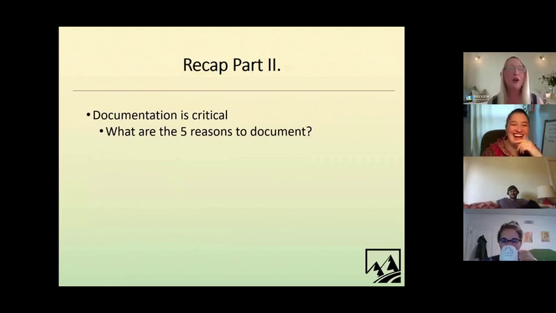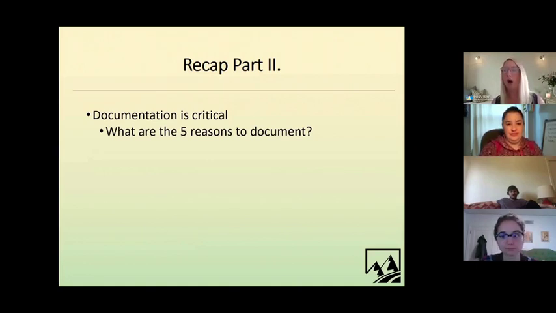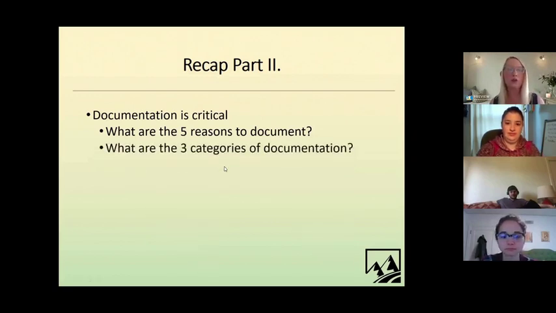But we want to manage the project effectively. We want to document for evaluation, for replication, and for continuation. And when we're looking at those pieces of it, that's the important part of why. What are the reasons we document? And what are the 3 categories of things that we document? Time, money, things. Time, money, and things. Okay, so those are our 3 categories.